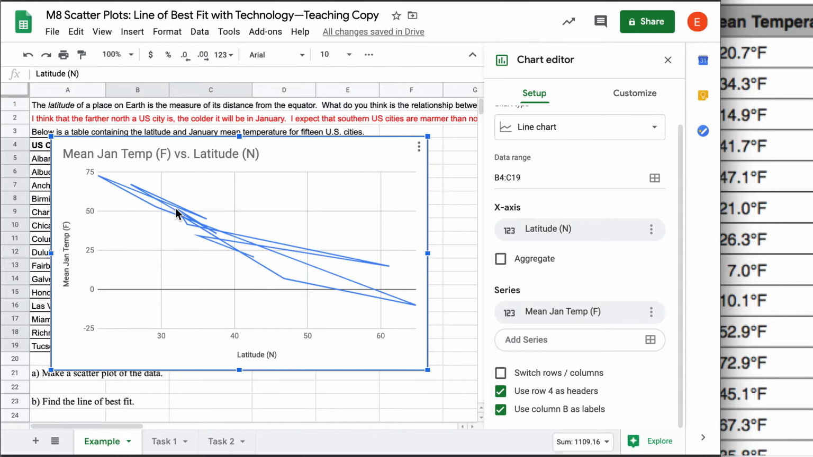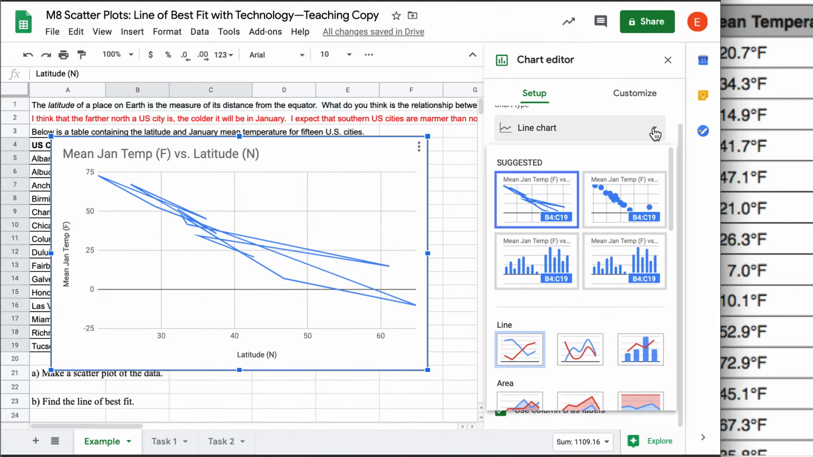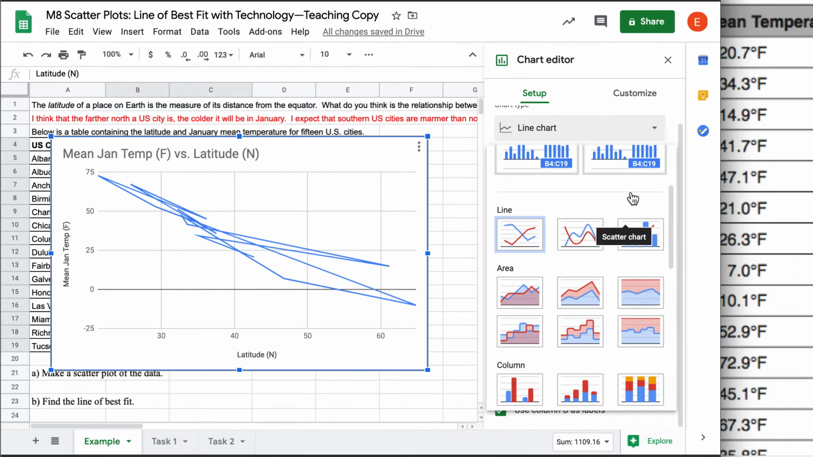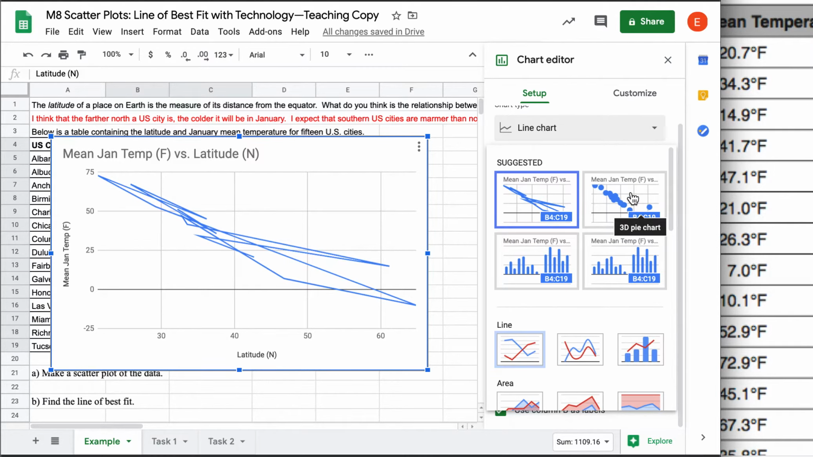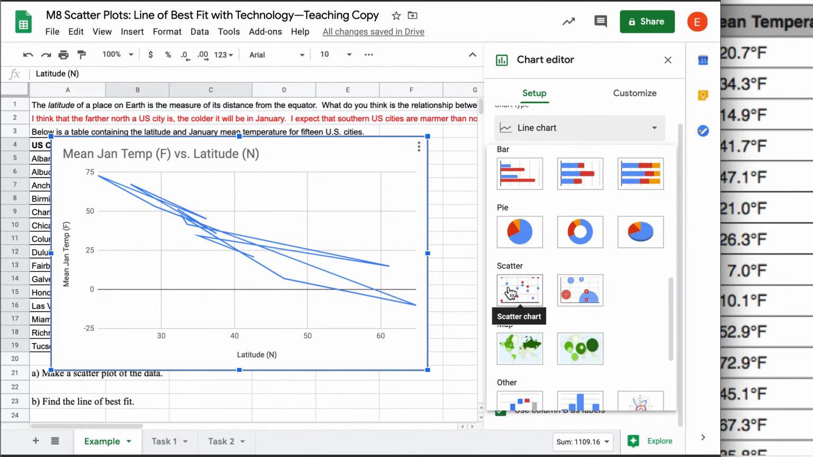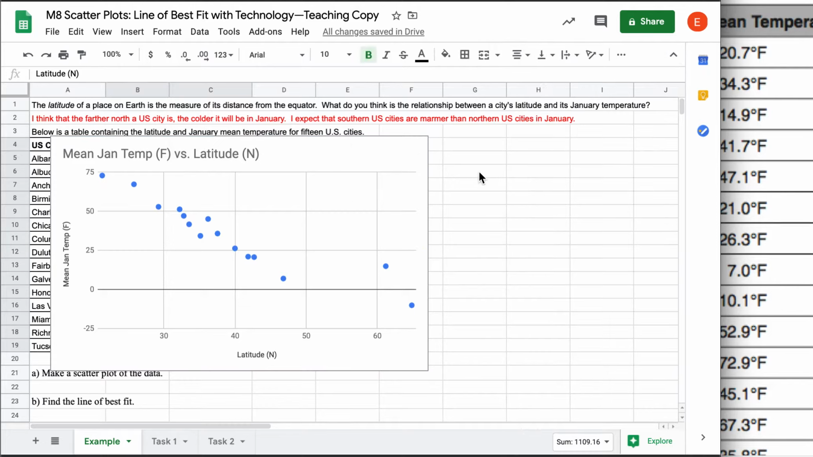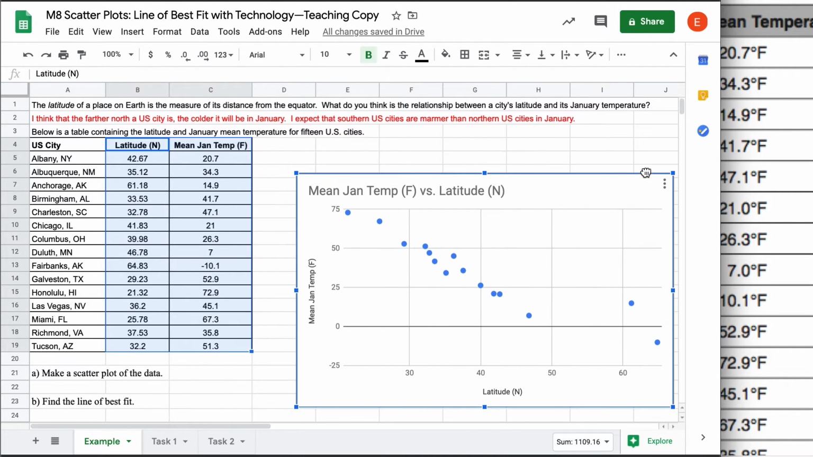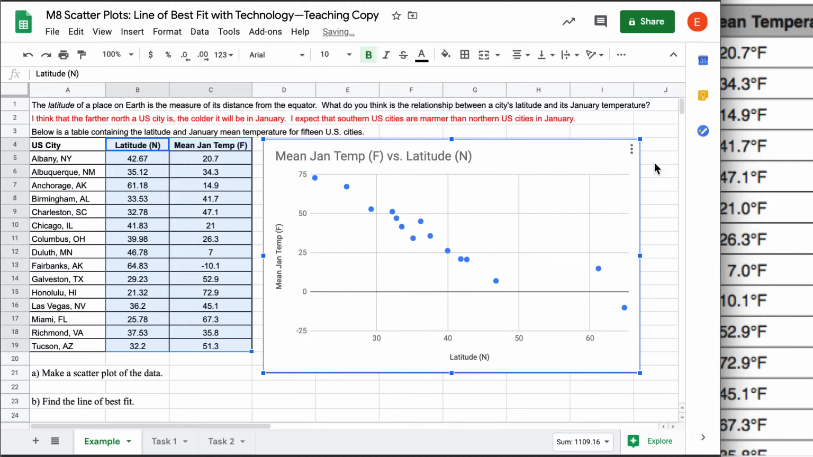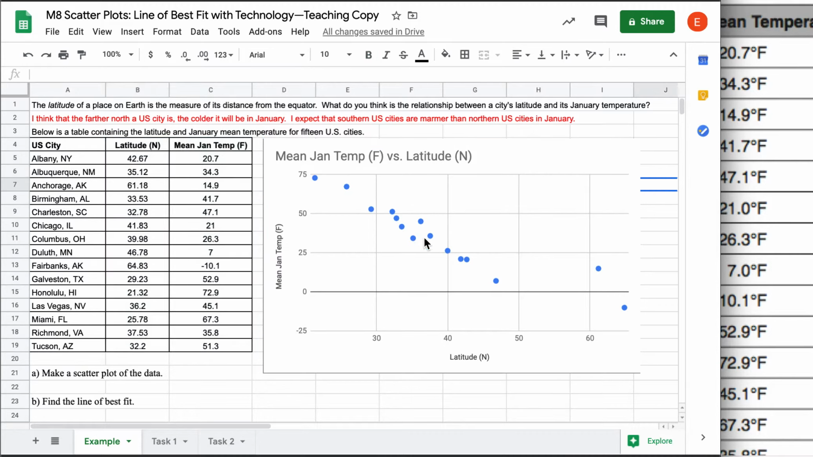So that's kind of all over the place. I don't want a line graph that this shows. So I'm going to change it to a scatter plot, which is right here in my suggested. Now if it's not in your suggested, scatter plots, you just scroll down and there's scatter plot, and that's what we want. Okay, and the nice thing is, I'm going to go ahead and highlight it and move it over to the side so I can still see the table of data. Alright, there is my scatter plot.